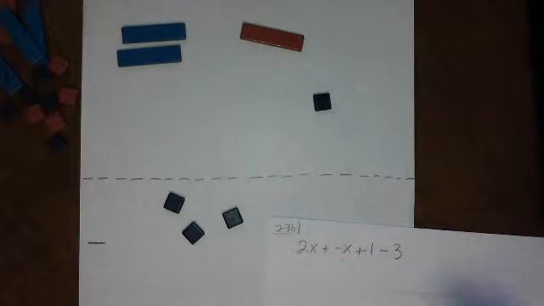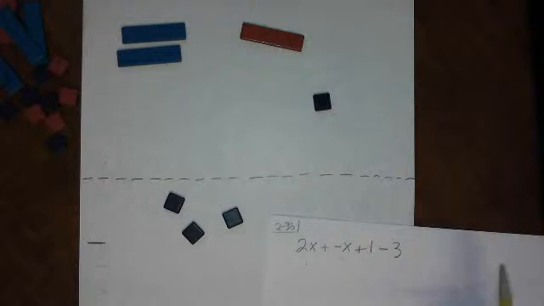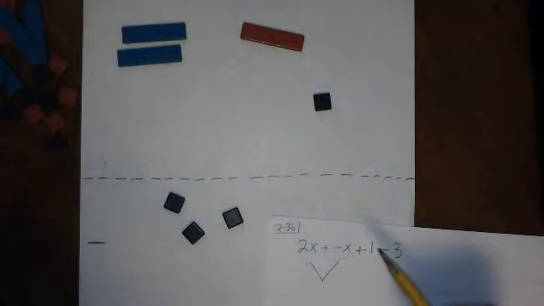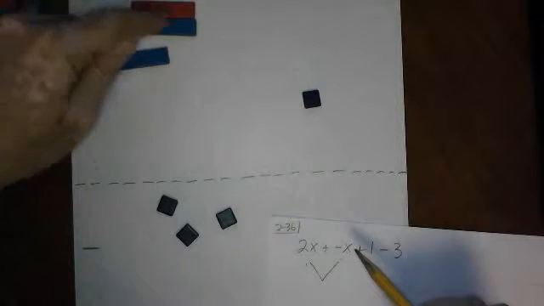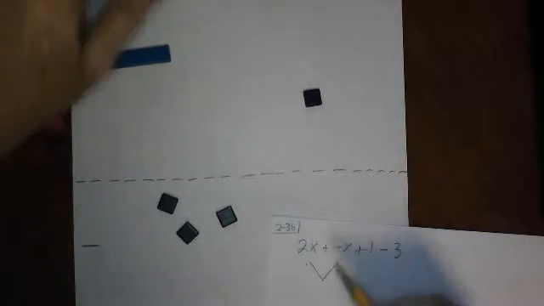If you have your book with you, I'm doing 2-36, and it said build this collection of tiles. So I built it, and then it says write its value. So I wrote that, and then if I want to, I can combine things that are alike, like 2X and a negative X would be, well, I don't know if you know about zero pairs yet, but these two, they zero each other out. So that would give me X.